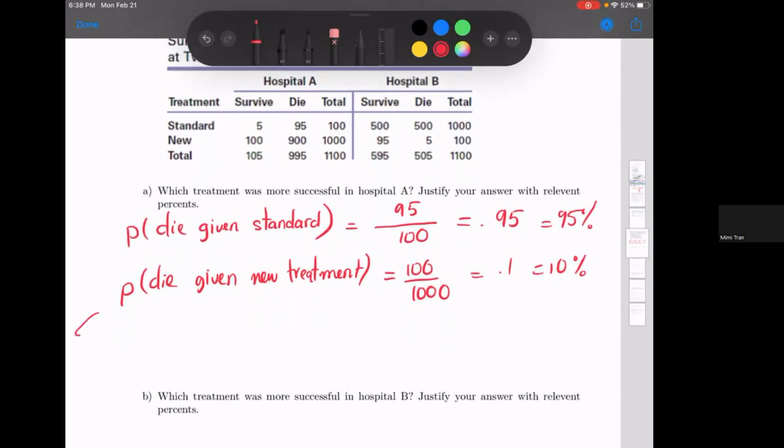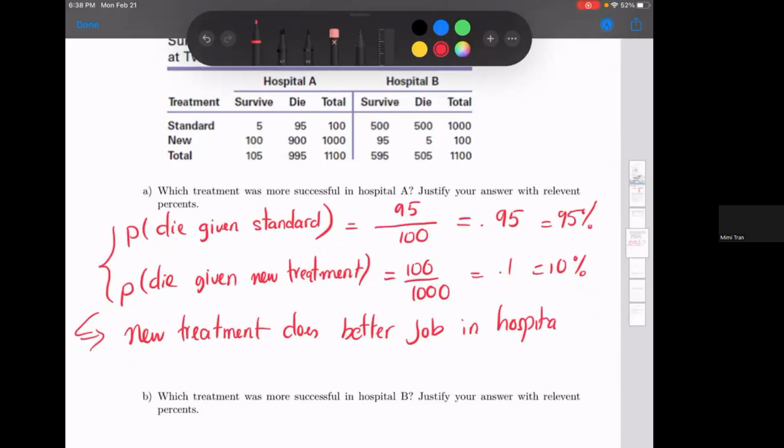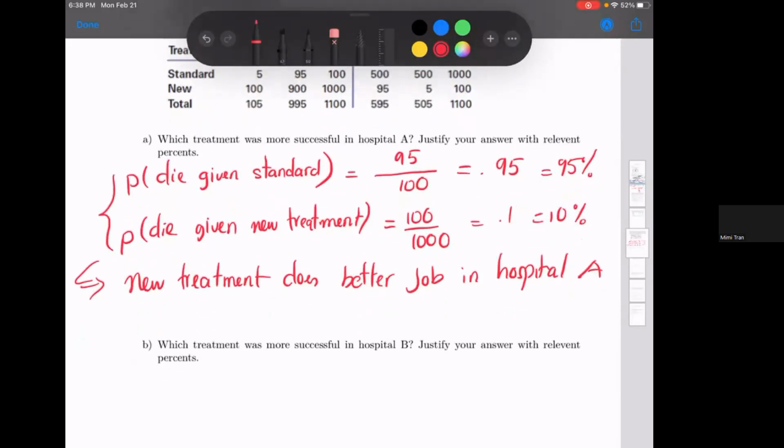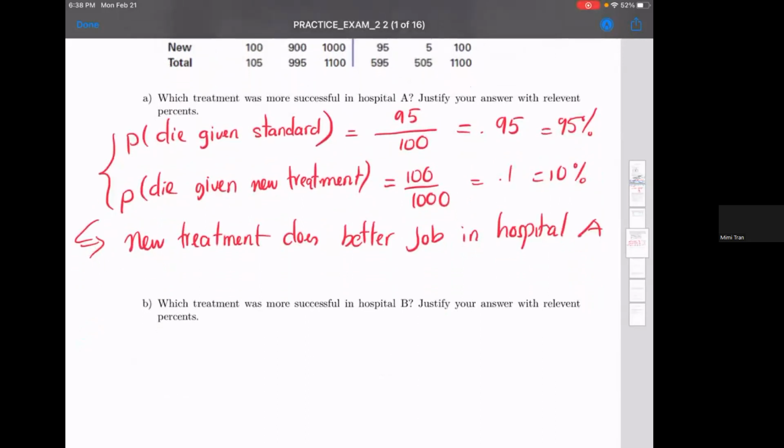Conclude from those two. Definitely the new treatment, right? Looks like the new treatment is better. Fewer people die. So the new treatment does a better job in hospital A. Okay, that's question A. Question B, which treatment is most successful in hospital B?